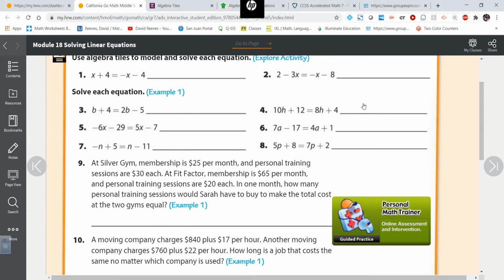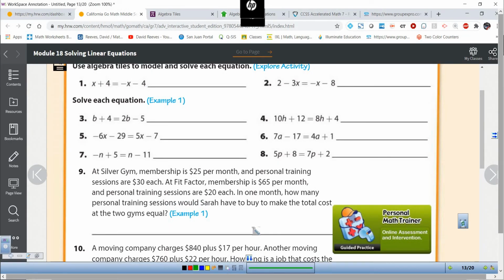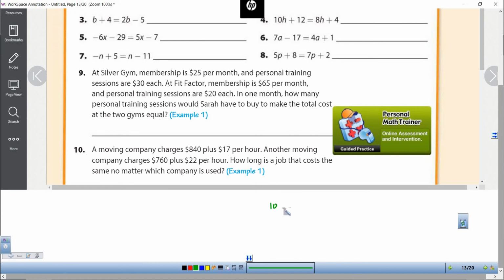What about number 4? Let's do number 4. What do we have? We have 10h plus 12 equals 8h plus 4. Again, I'm going to find my variable terms and say which one has the smaller coefficient. Well, 8 is smaller than 10, so I'm going to take away 8 h's from both sides. Remember, whatever you do, you always do it to both sides. 10 h's take away 8 h's is 2 h's. 2h plus 12 is equal to 4.